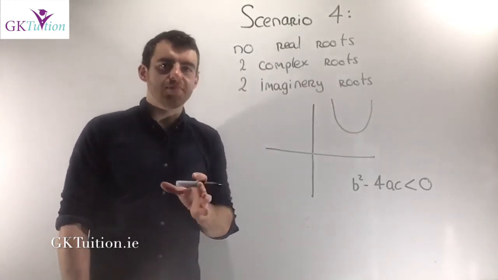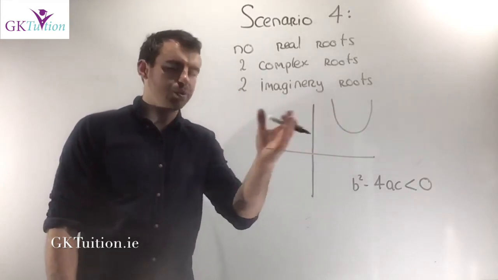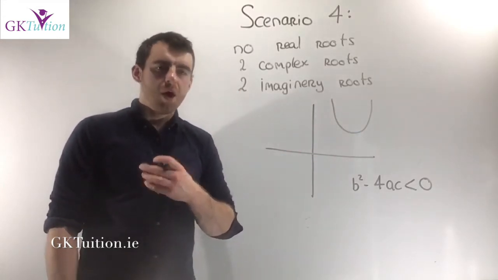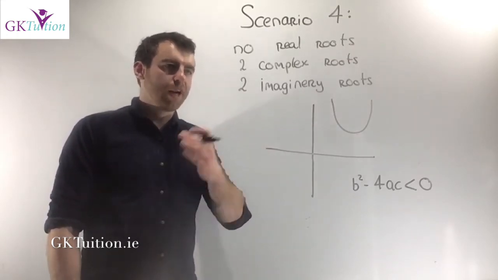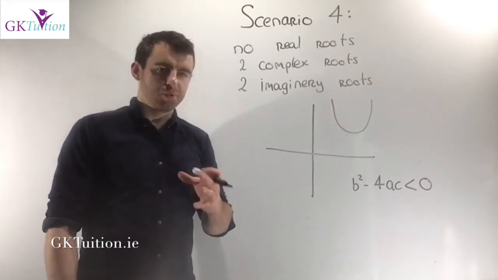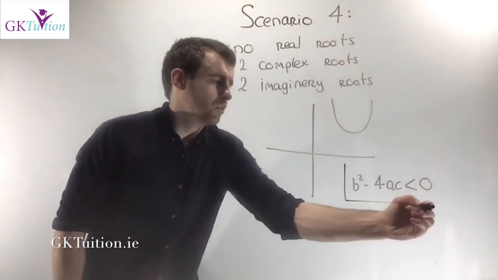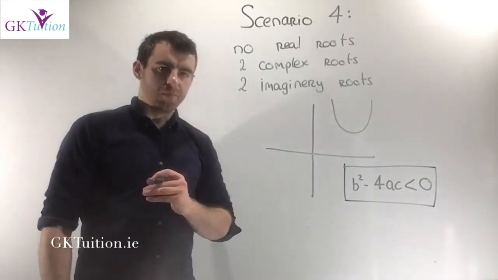There's an entire section in maths dedicated to complex numbers, and when we deal with that, we're going to be dealing with quadratics that have no real roots. All that really comes up in algebra is you need to be able to prove that a quadratic has no real roots or complex roots or imaginary roots. To prove that, the discriminant must be negative, or b squared minus 4ac must be less than 0.